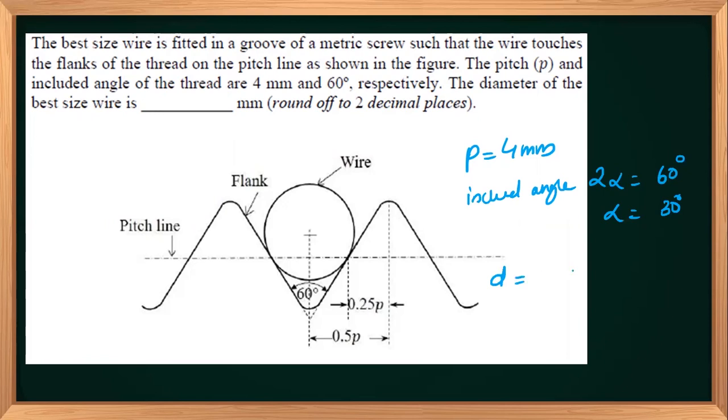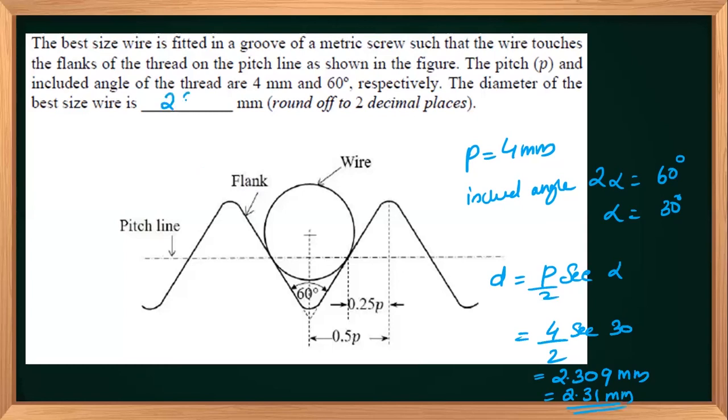So D will be equal to P sec alpha by 2, or P sec alpha by 2. Fine. So this will be 4 by 2 into sec 30. Sec is nothing but 1 by cos, right? So 2 divided by cos 30 will be equal to 2.309. To 3 decimal places it will be 2.309 mm. If I round it off to 2 places, it will be equal to 2.31 mm. Okay, so 2.31 mm is the right answer.